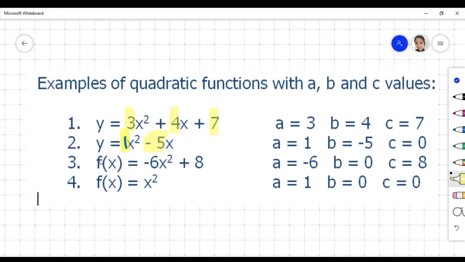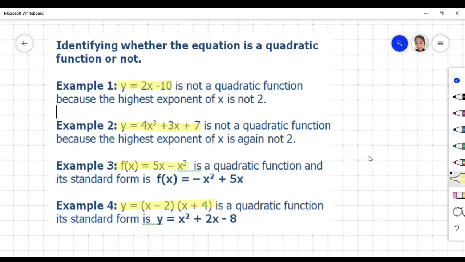So again, y is the same as f of x. So our a is negative 6, our b is 0, and our c is positive 8. For number 4, our a is positive 1. And notice our b and c are both 0.